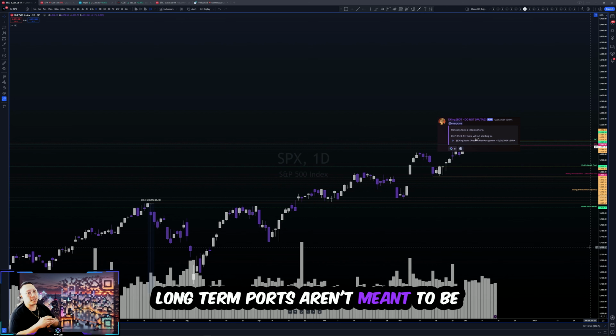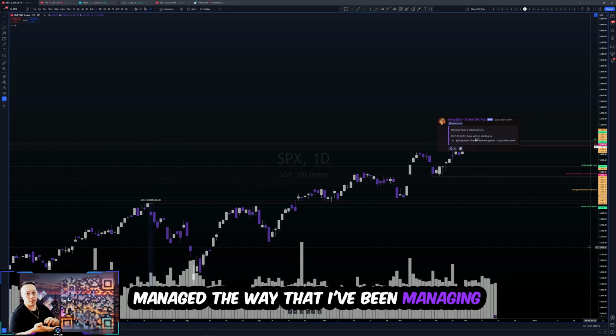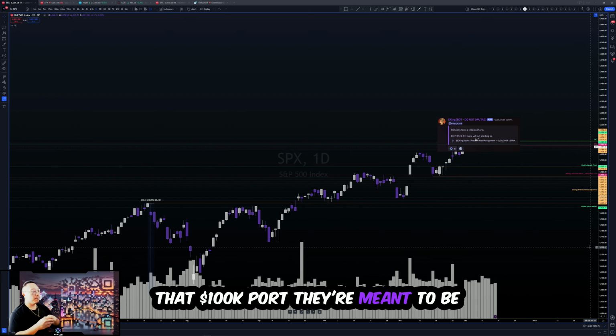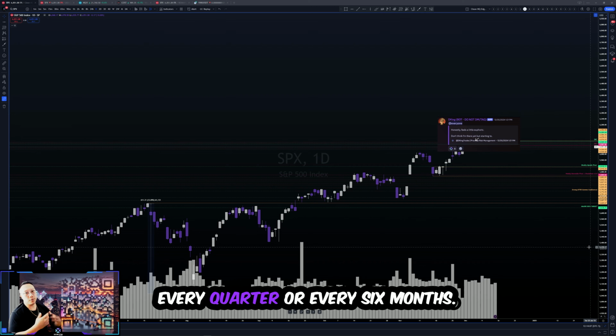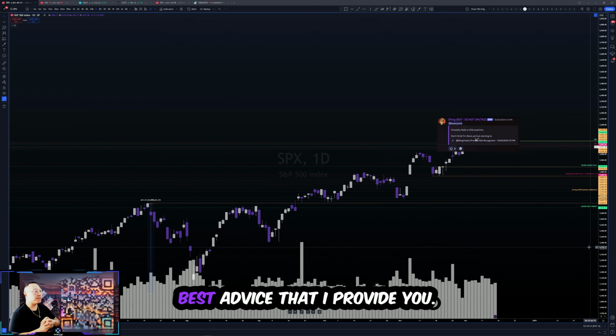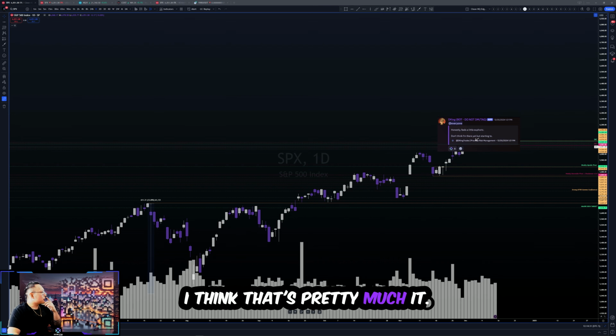Long-term ports aren't meant to be managed the way that I've been managing that 100K port. They're meant to be managed during pivotal moments of the market or just checking up on them every quarter or every 6 months. That's probably going to be the best advice that I provide you. I think that's pretty much it. I don't think anyone else had any questions for me.